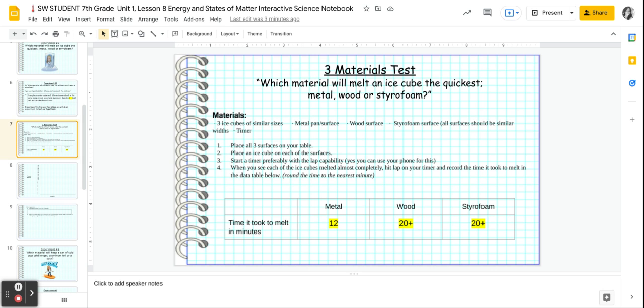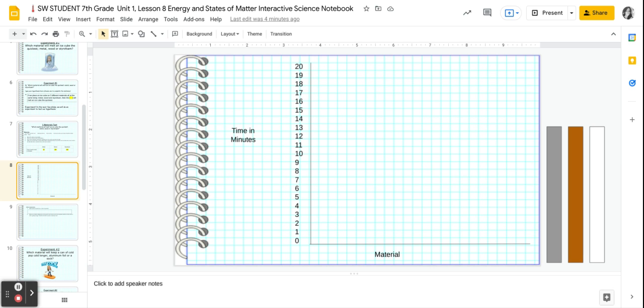A lesson that I did with my virtual class, the one that I did was about 12 minutes on the metal pan, whereas the ice cube on the wood and the styrofoam took more than 20 minutes and still kind of hung on even to the very end of the class. So we just put whatever the minute was for the time that we stopped it, and we added a plus sign just to indicate that it was over that amount of time. You're going to graph those results.